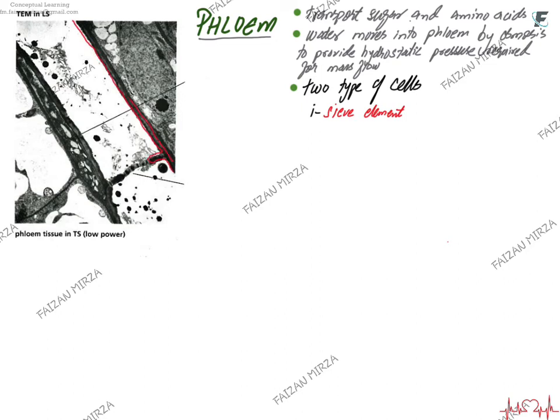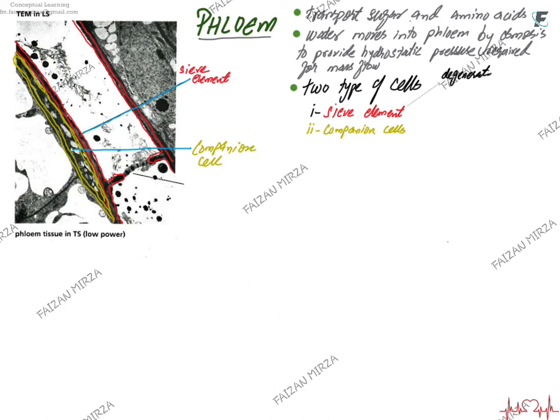Two types of cells are present in phloem. The sieve elements, which I am highlighting in red. This is the sieve element. You can see the cell wall of the sieve element, outlined in red. And the companion cells, for which I have used this mustard color here. So for every sieve element, there is a companion cell.